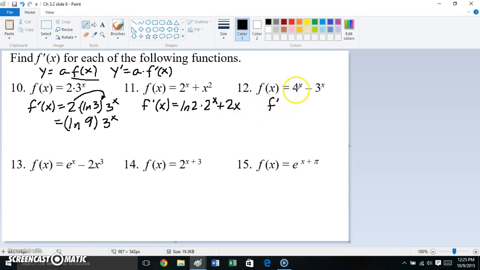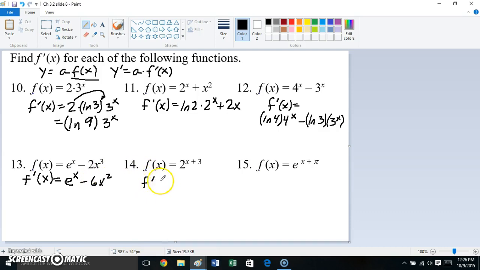Number 12, again, we have an exponential function. Oh, this time minus an exponential function. So the derivative is the natural log of 4 times 4 to the x minus the natural log of 3 times 3 to the x. Number 13, we have an exponential function and a power function. The derivative of e to the x is e to the x. The derivative of negative 2x cubed is negative 6x squared.